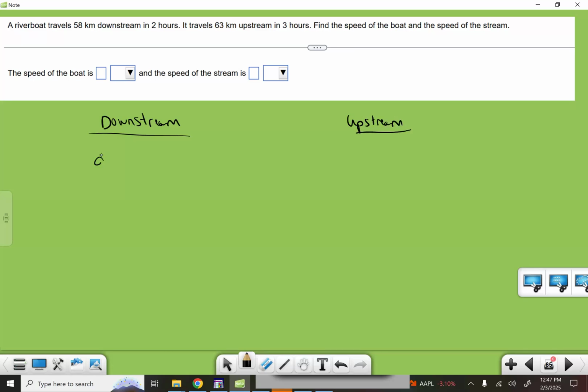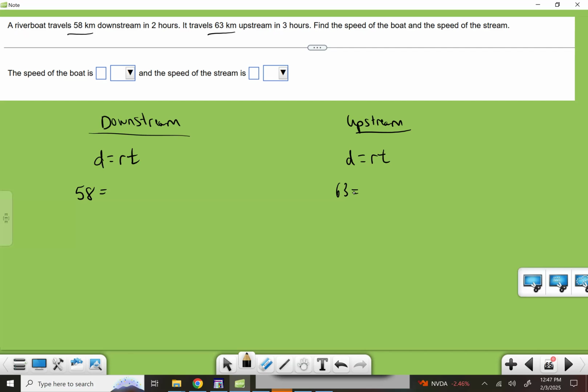And I'm thinking that we're going to use distance equals rate times time, because they're giving us a distance and a time. That's screaming to use this formula, right? The distance is rate times time. All right, so I'm going to substitute in the things that I know. On the downstream trip, the distance was 58 kilometers. On the upstream trip, the distance was 63 kilometers.